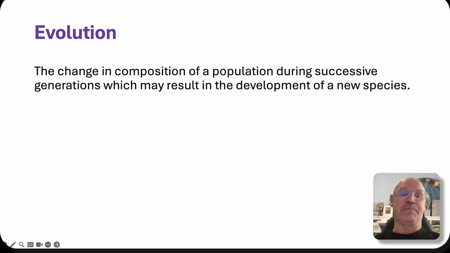So let's talk about them. Evolution is the change in composition of a population during successive generations, which may result in the development of new species. So it may result, it might be just change of a species, or it might result in a new species. But it's change over time, change in the composition of a population over successive generations.